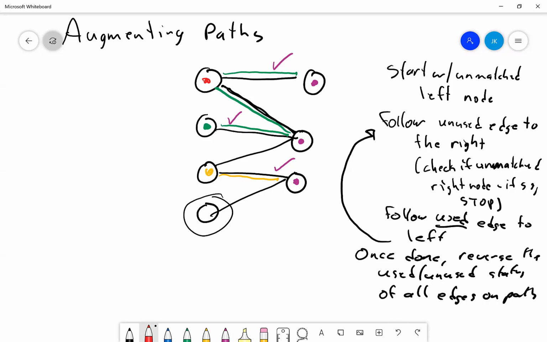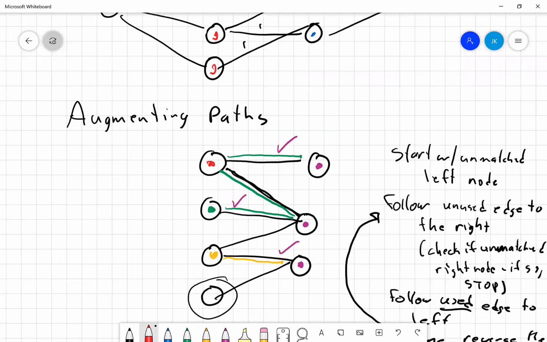So augmenting paths is basically a simpler way of implementing max flow, but it's really the same idea. It's just you're keeping track of a Boolean of whether an edge has been used or not, rather than an integer that's keeping the capacity in each direction, or sort of 2 integers, the forward and the backward capacity in each direction. Okay, so that is the augmenting path approach.